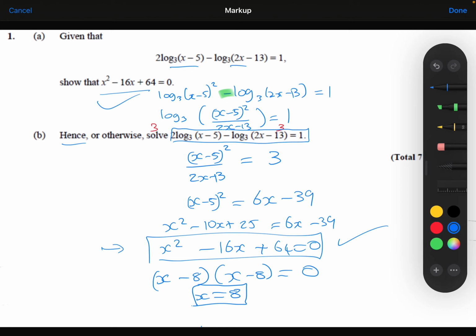And I should just double check that that works with the logarithms, because I know I can't do log of a negative number. So if I substituted 8 in here and here, would either of those things be negative? No, it wouldn't. 8 minus 5 is 3, so that's fine. And then 2 times 8 minus 13, that's 3 as well, so that's not going to be negative. So this is a good solution.